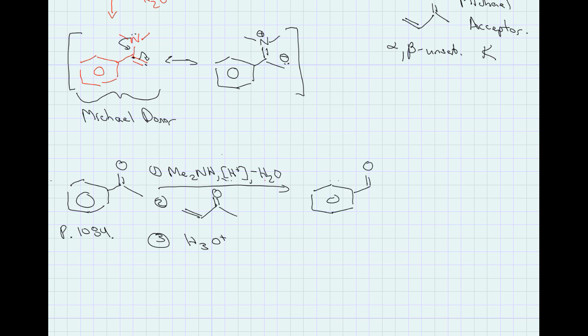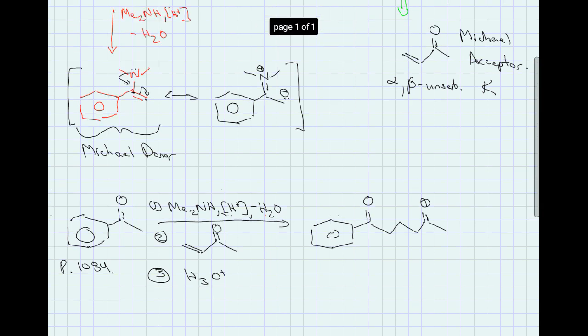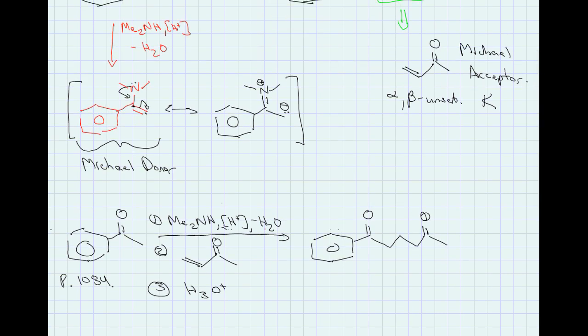So you have 1, 2, 3, 4, 5, your 1,5-dicarbonyl, and that's all there is to it. That's how you do the Stork enamine synthesis. And I think this is a really important reaction to look over when you're studying. It kind of incorporates something from chapter 20 and something that we learned in this chapter as well. Stork enamine synthesis.